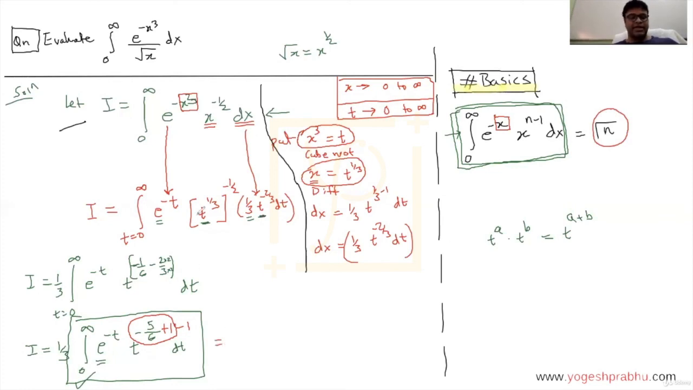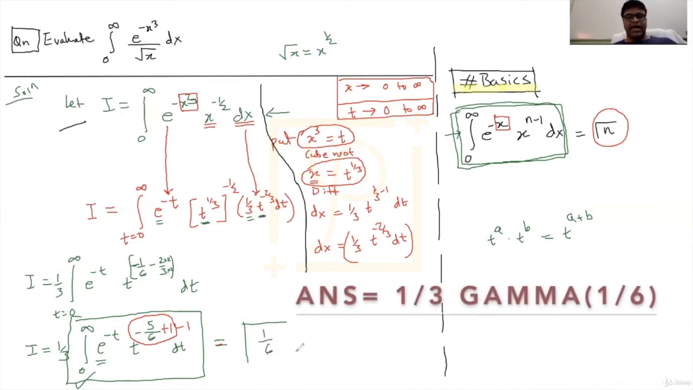The integral I is going to be equal to gamma n. n is this term, right? So it is 6 minus 5 plus 6, which is going to be 1. It's 1 by 6. So the answer is gamma 1 by 6. And gamma 1 by 6 can't be simplified more. And this is going to be your final answer to this question. I hope you followed this.